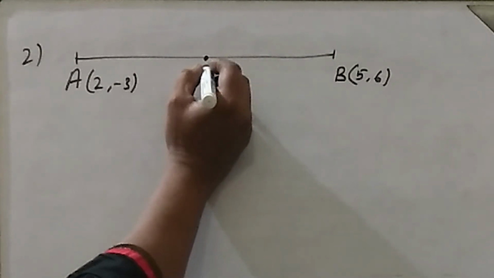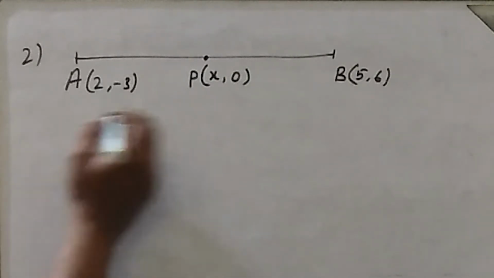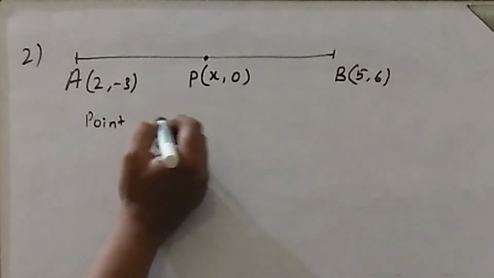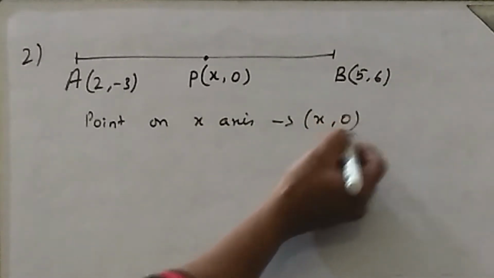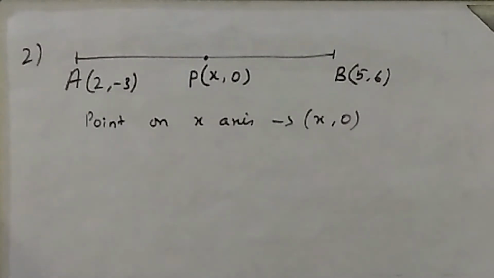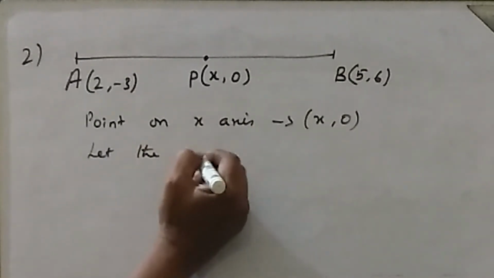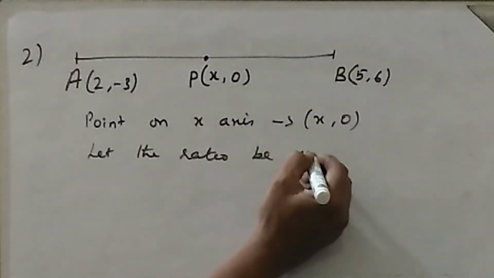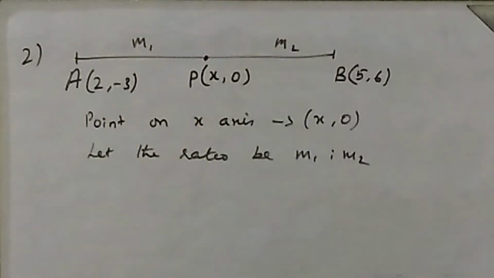So x-axis means what will be the point? (x, 0). This is P. What will be the coordinates of a point on the x-axis? (x, 0). If it is the y-axis, (0, y). In the ratio, let the ratio be m1 ratio m2, m1 is to m2. Now we have to find out.